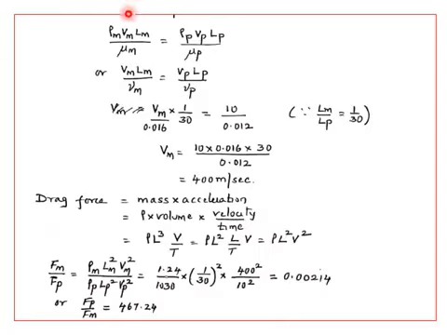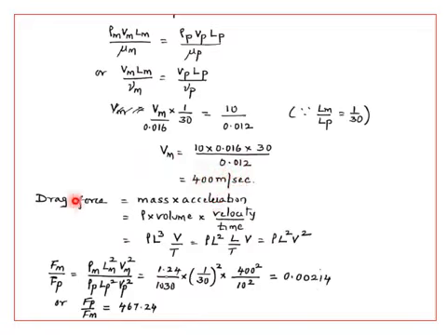Now, applying Reynolds law, the Reynolds number in the model should be equal to the Reynolds number in the prototype. This can be written as Vm Lm by nu m equal to Vp Lp by nu p. Since the kinematic viscosity in the model and in the prototype is given, and Lm by Lp is also given, which is 1:30, we can find out the velocity in the model, which is 400 meter per second. So the velocity of the air is 400 meter per second.